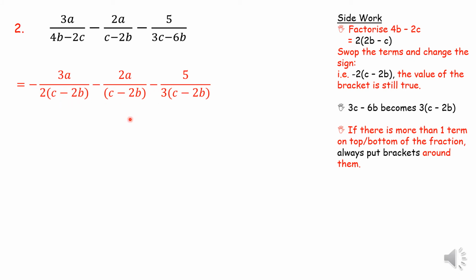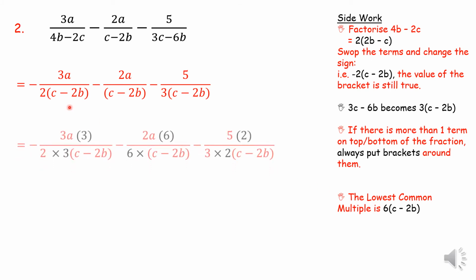Alright, so I put brackets, and now I'm going to find the lowest common multiple. That's a 2, that's a 1, that's a 3. Think of this c minus 2b as just one number, so it's going to remain there. But what is the lowest common multiple of 2, 1, and 3? Well, the lowest common multiple should be 6.